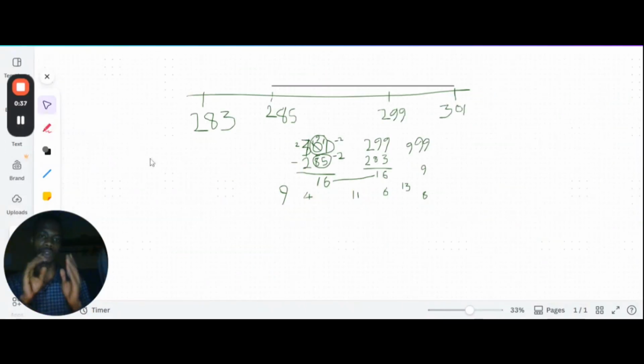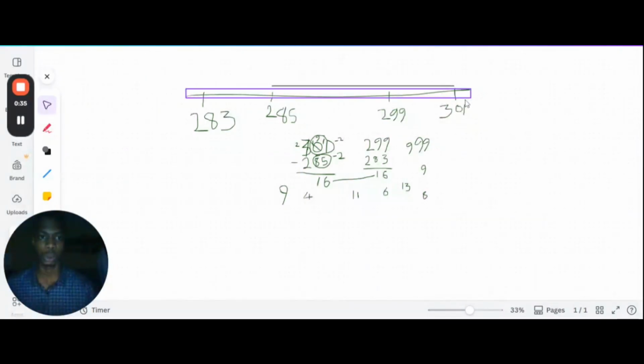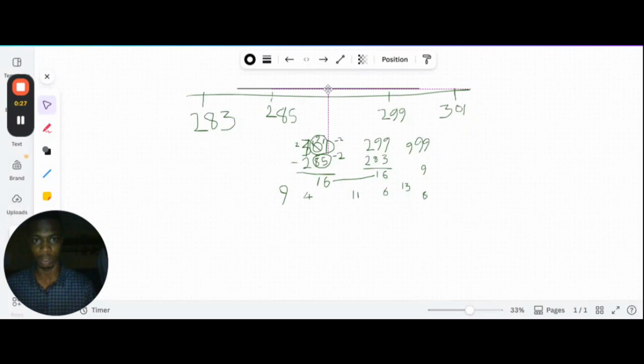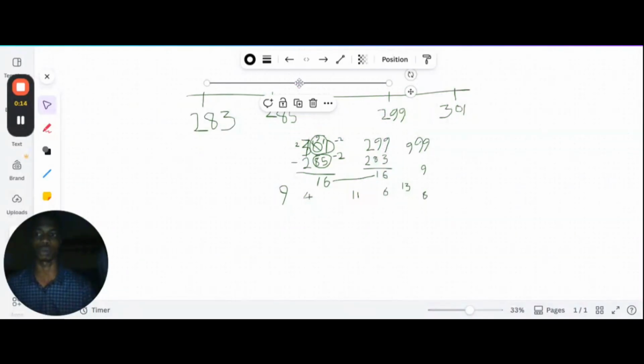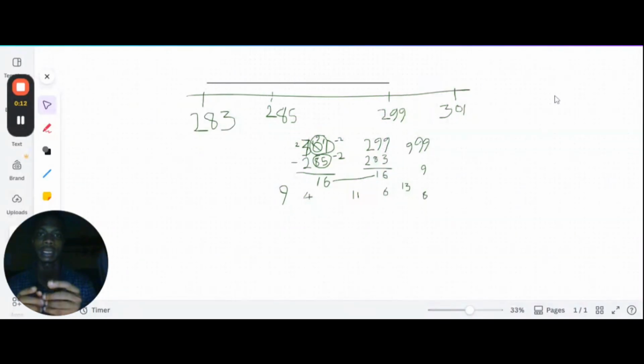So another way I can illustrate this is by using this number line here. You see, this is 301, this is 285. The difference between this and this is the same difference between this and this. They're all the same differences, right? So subtracting this from this is the same as subtracting this from this. So why don't you subtract this from this instead? It's going to be so much easier because 9 can subtract any number at all.